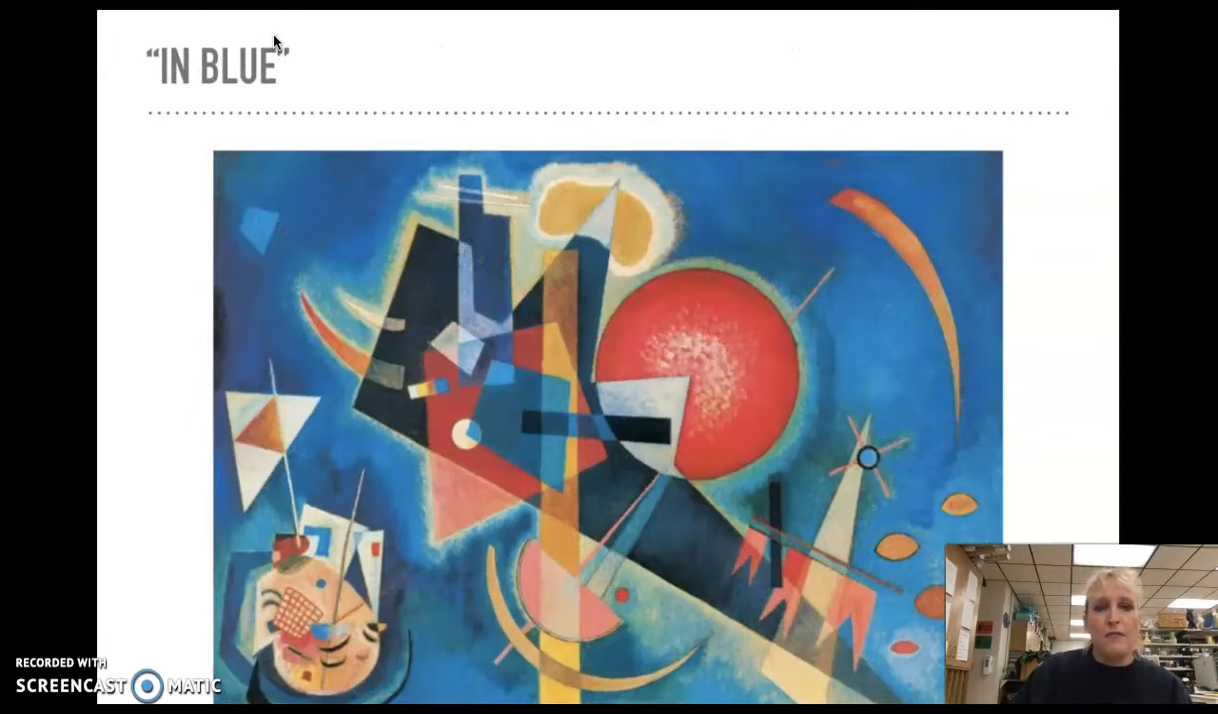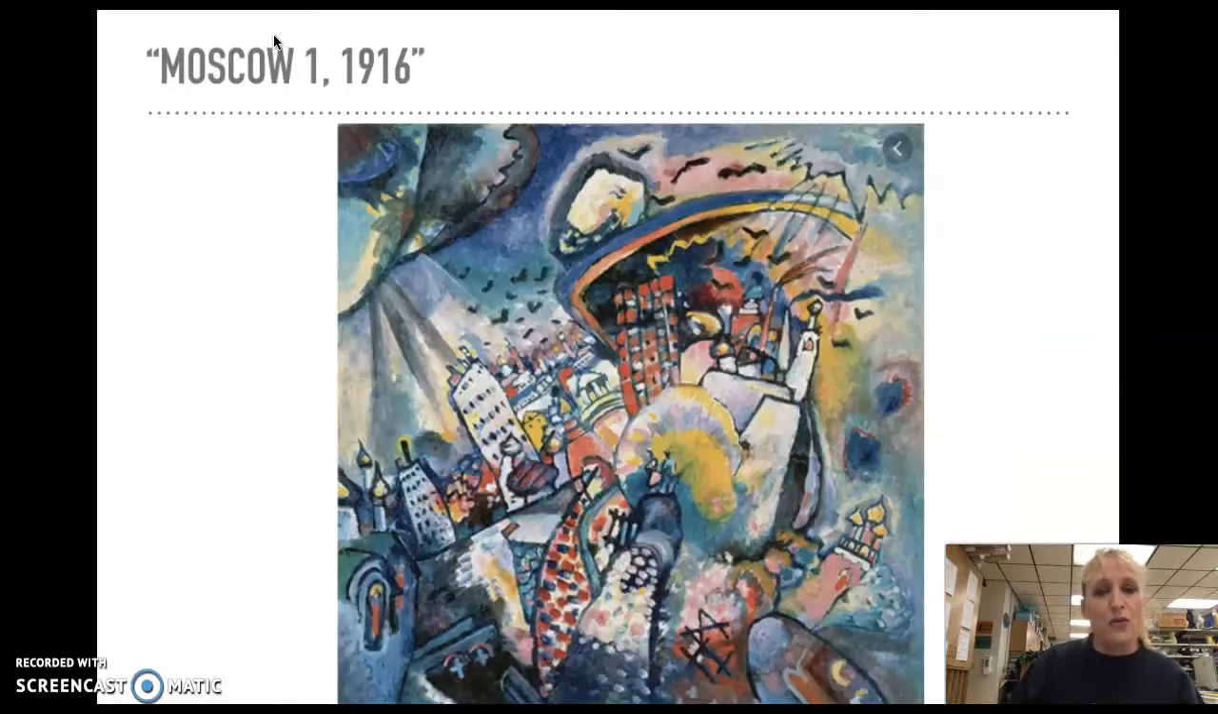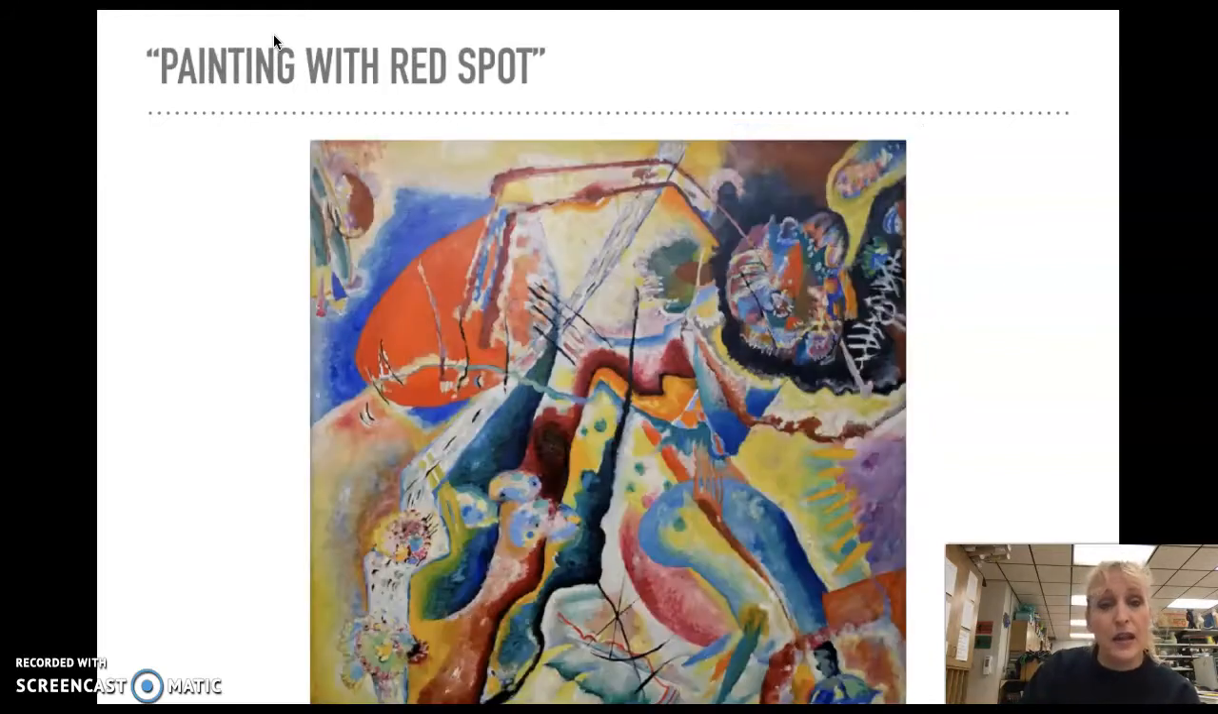This one in blue was quite a bit different. You've got a little bit different background, how it blends together. You've got sharper images. It's up to you how you want to do your painting. This one, Moscow 1, 1916, is like he's doing an abstract version of the city. So you can put any of those kinds of things in that you'd like.